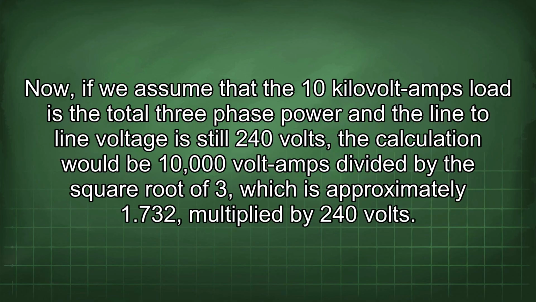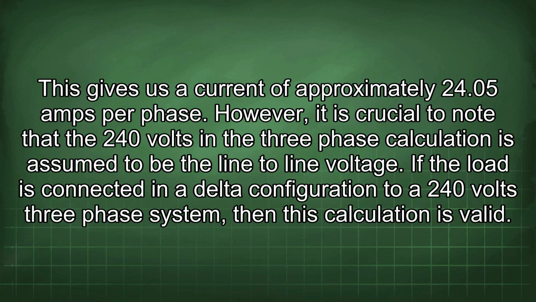Now, if we assume that the 10 kVA load is the total three-phase power and the line-to-line voltage is still 240 volts, the calculation would be 10,000 volt-amps divided by the square root of 3, which is approximately 1.732, multiplied by 240 volts. This gives us a current of approximately 24.5 amps per phase.